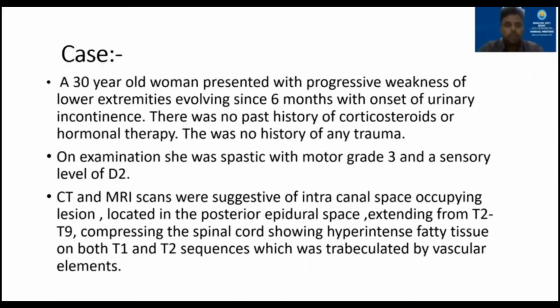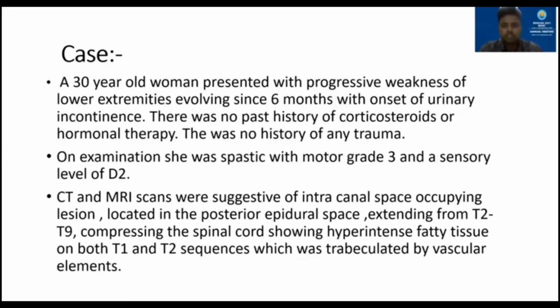A 30-year-old woman presented with progressive weakness of lower extremities evolving since 6 months with onset of urinary incontinence. There was no history of corticosteroids or hormonal therapy. There was no history of any trauma. On examination, she was spastic with motor grade 3 and a sensory level of D2.